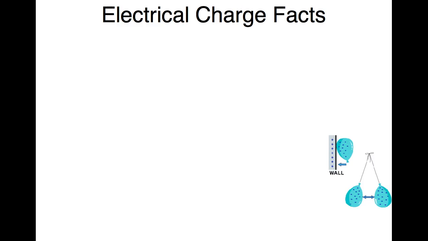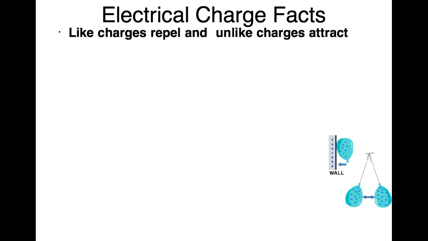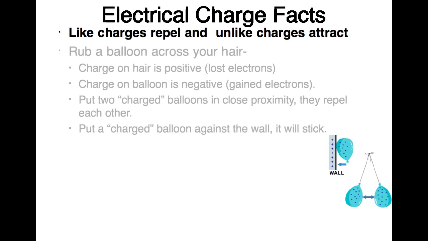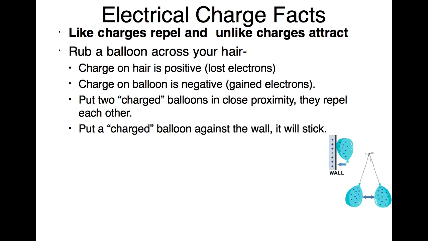So we'll talk about some electrical charge facts. Like I said a few slides ago, like charges repel and unlike charges attract, so a positive and a negative charge will come together, but two like charges like positive and positive coming together, they will repel. Well, that's the same with two negatives coming together, they would repel. We talked about this a few slides ago as well.